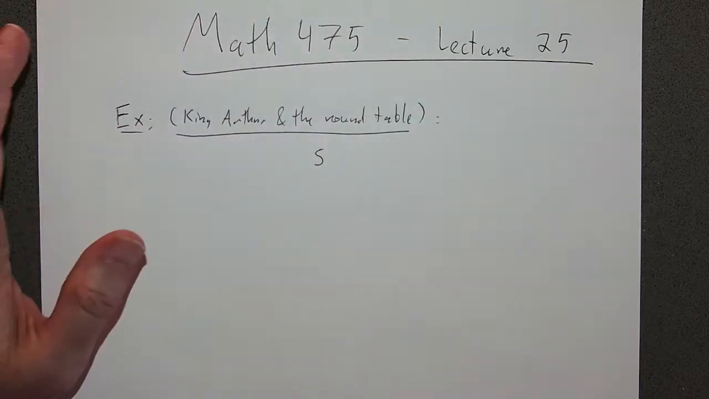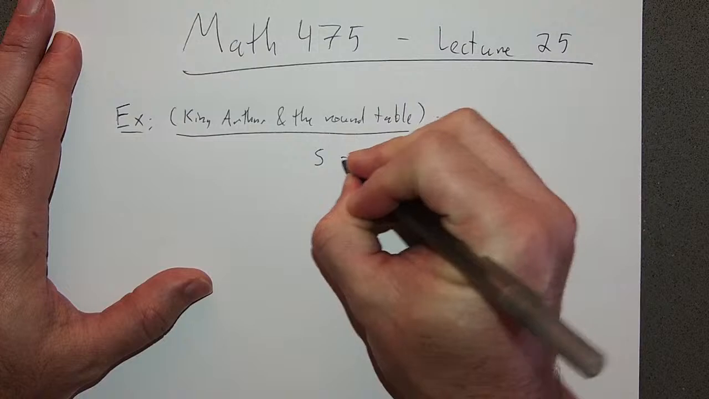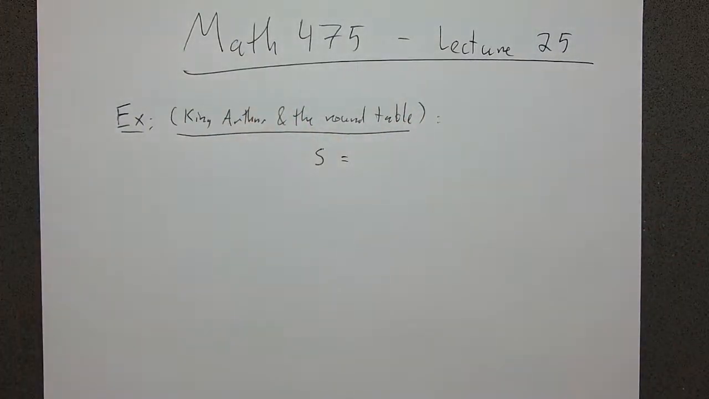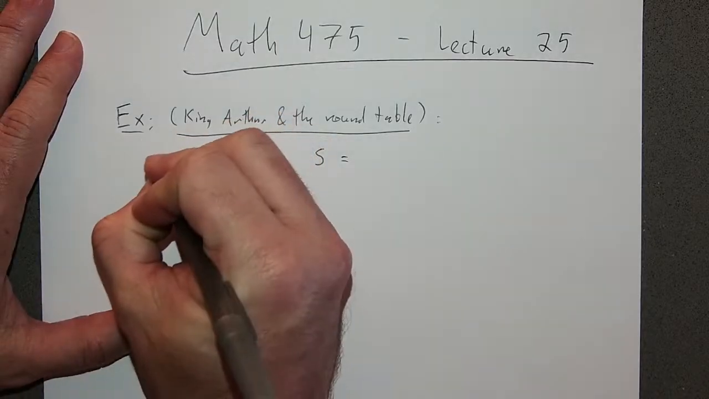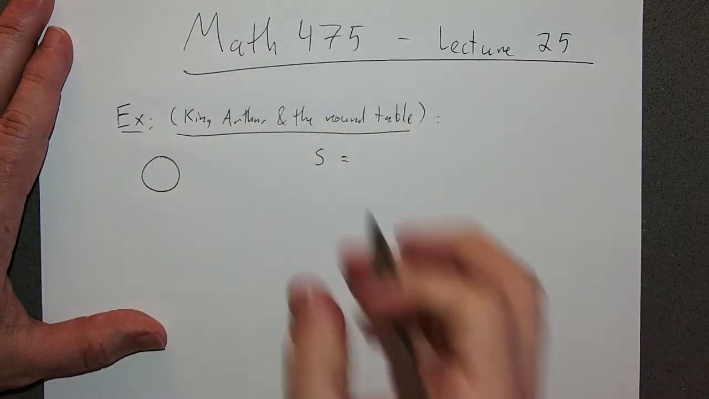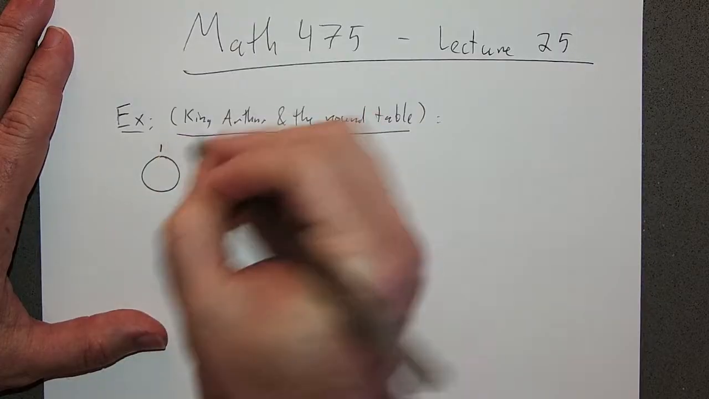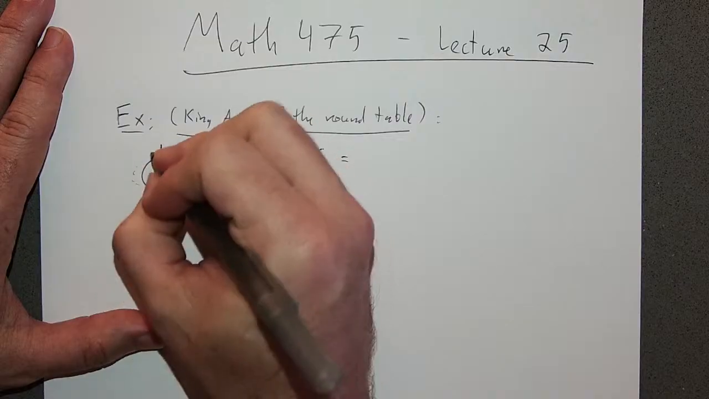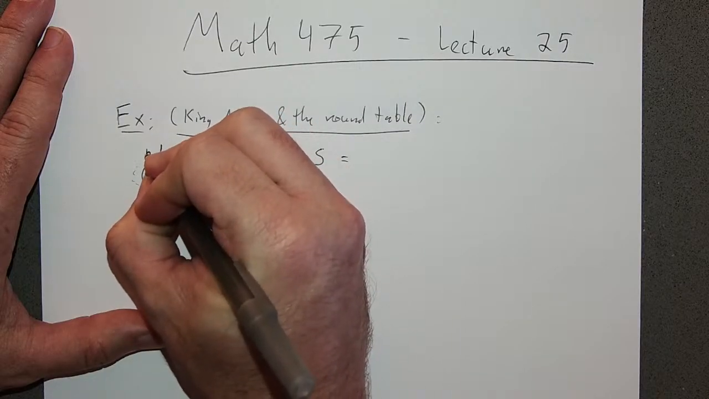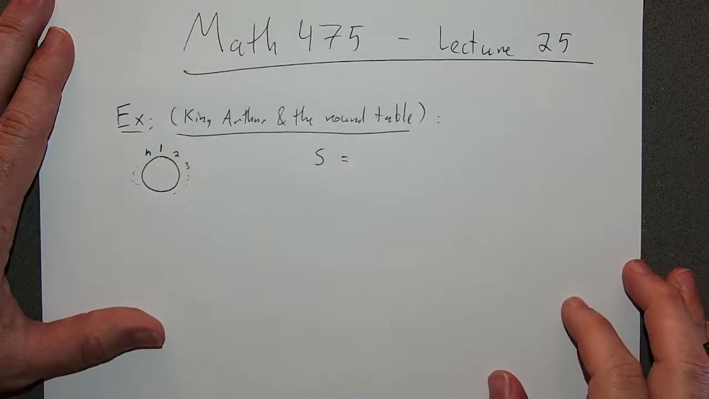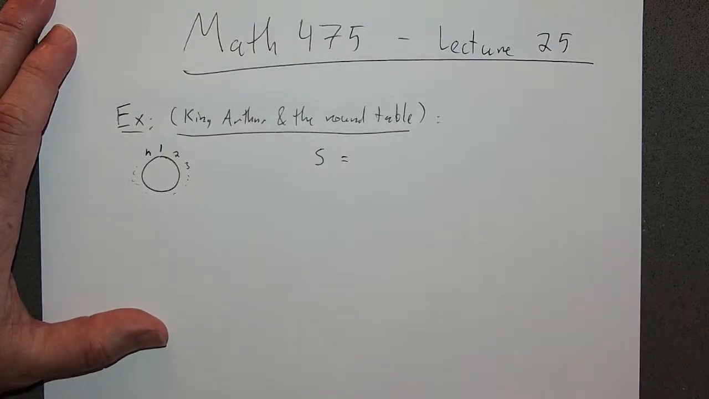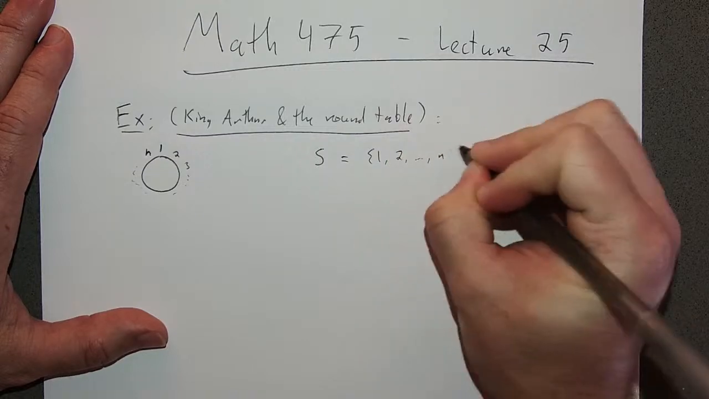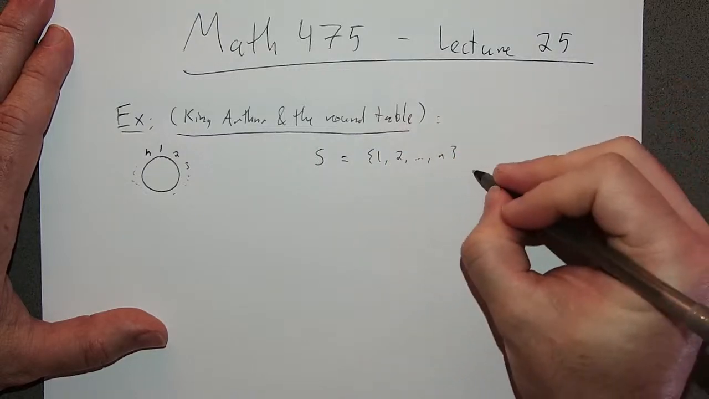Okay, so reformulating here, S, what is S? If I'm seating n knights around my round table, right? So let's say we start here. Remember, there's no distinguished position because this is round. And we proceed in this fashion until we have sat n knights around this table. So S is simply the set of n places at the table. So this is positions at the table.